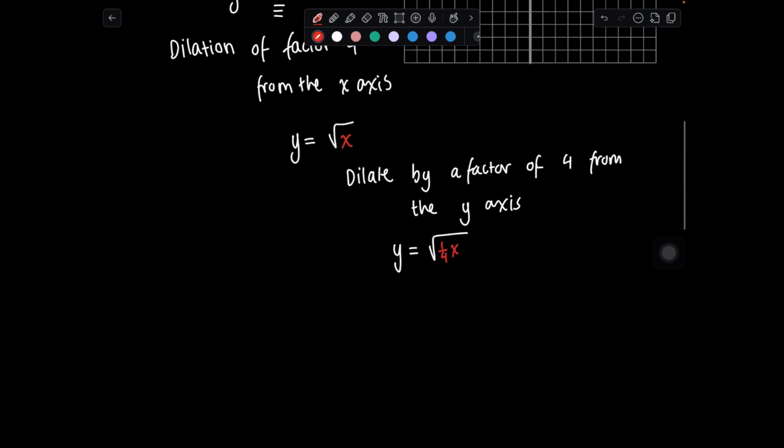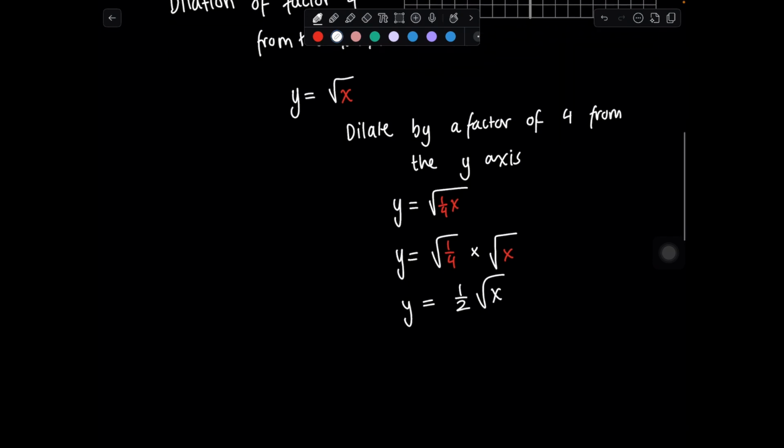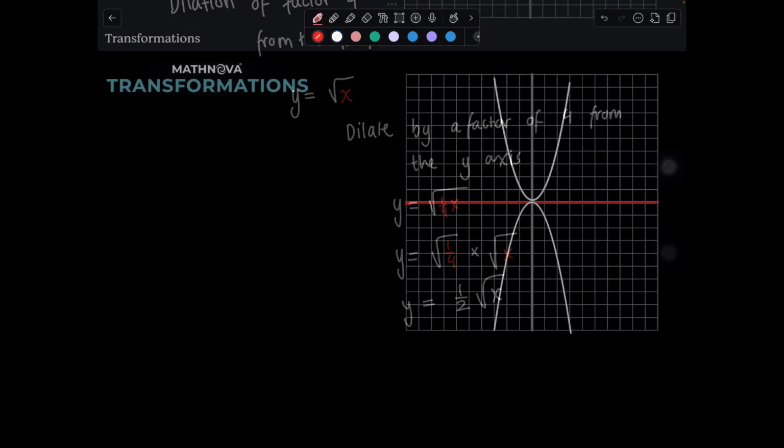1 on 4x. Now, if I took that out of the square root, you could take it out by writing it like this. Square root 1 on 4 times square root of x. And what that leaves you with is a half at the front with your x like that. So you can see how this is the same thing as a dilation of factor of a half from the x-axis. So both of those transformations lead to the same result. It just depends on which perspective you look at it from.